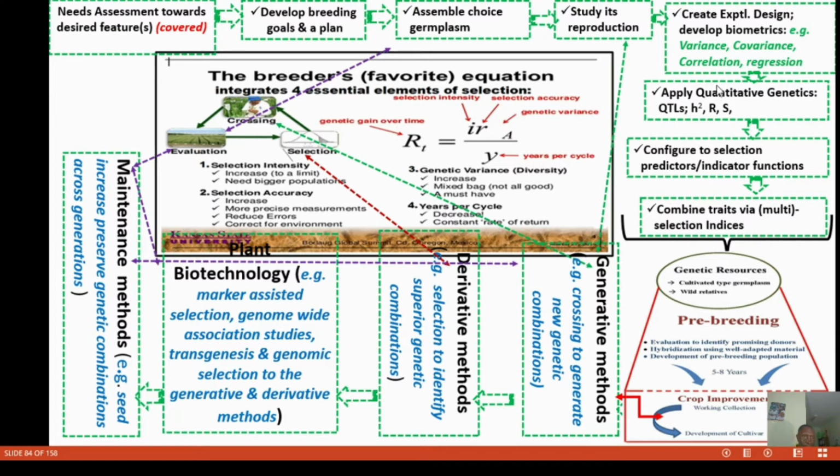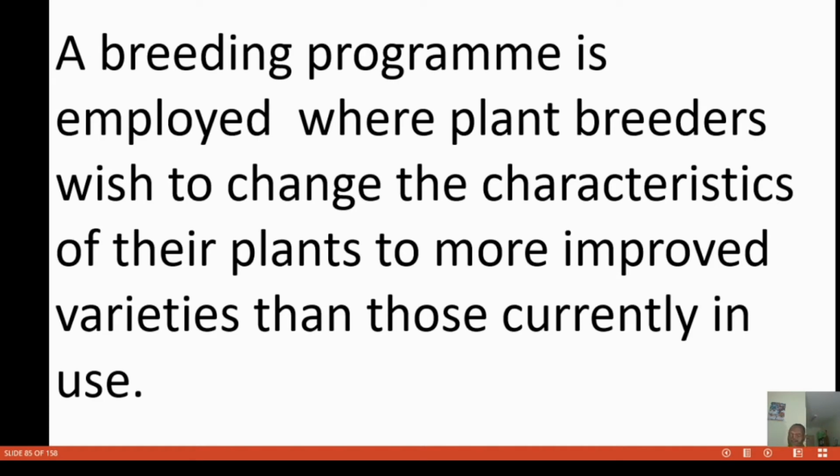So again, we are now going to be moving to these areas, and I mentioned that let's remember the word gender PM. And as we indicated last time, this breeding program that follows a pre-breeding is employed where plant breeders wish to change the characteristics of the plants to a more improved level, to another higher level than that currently in use.